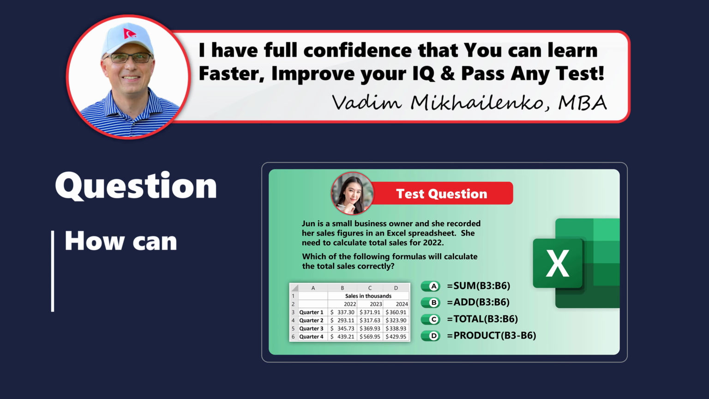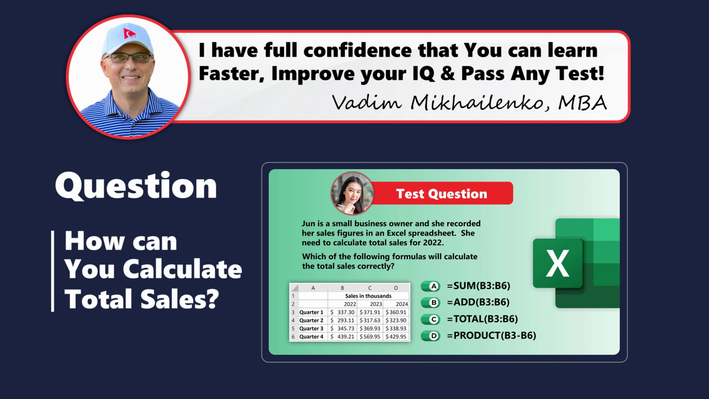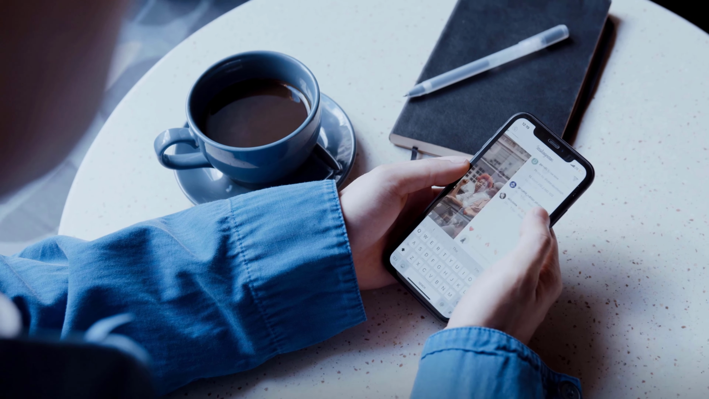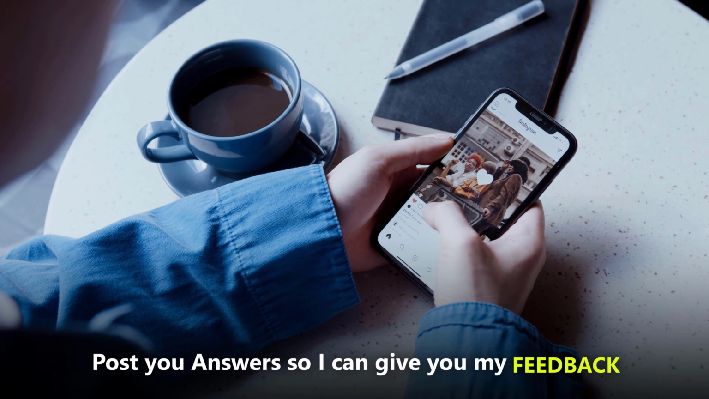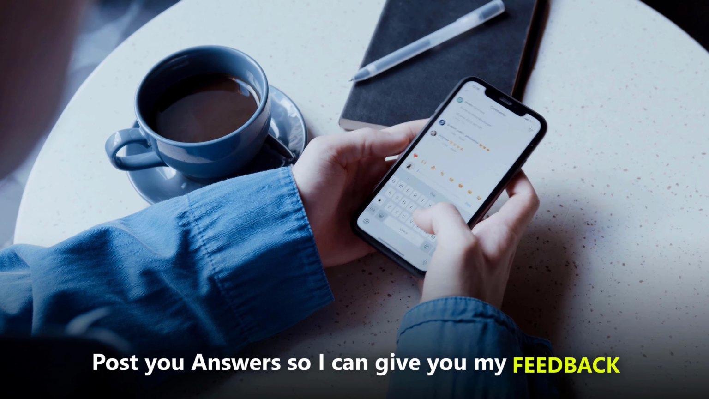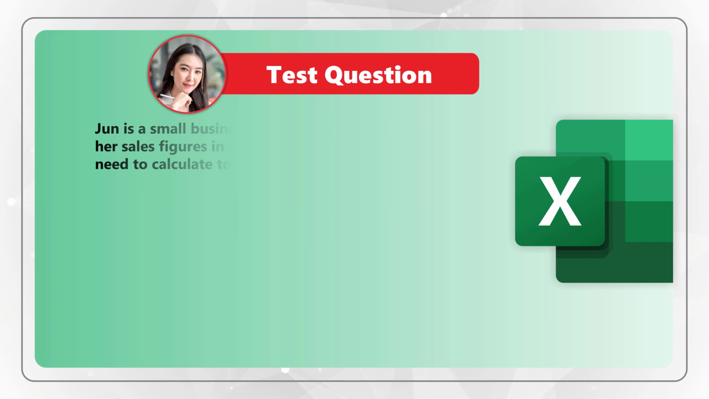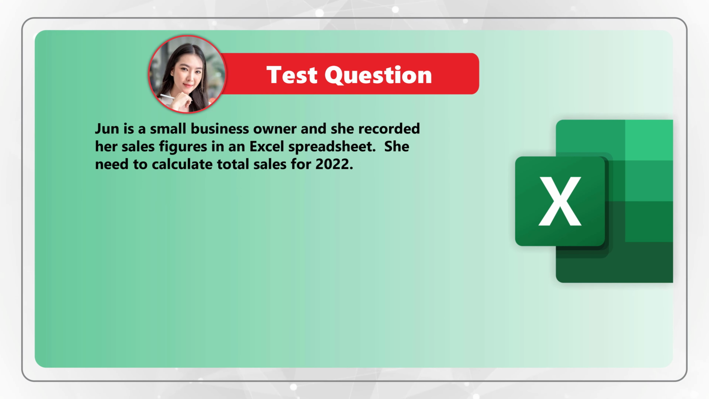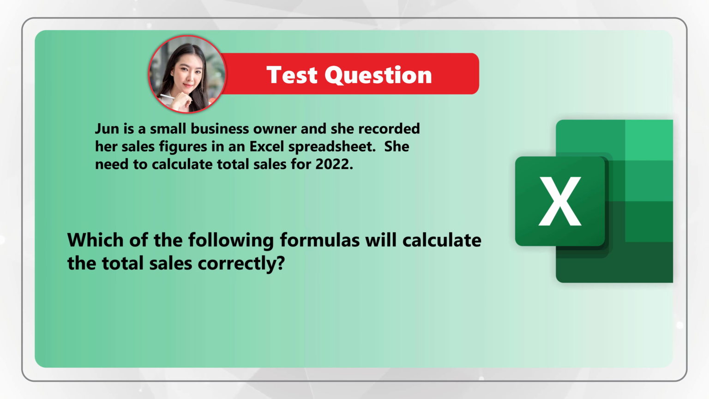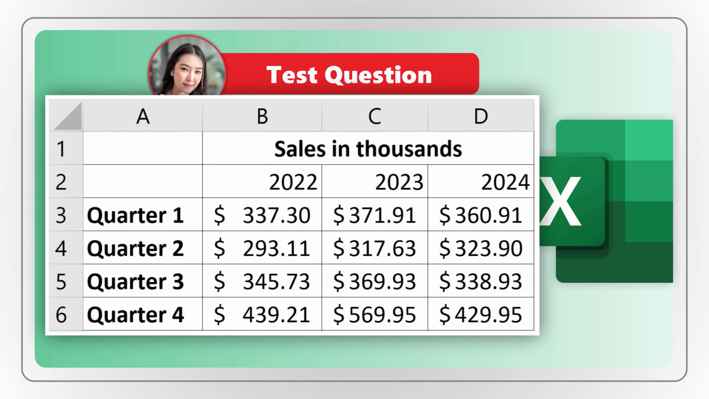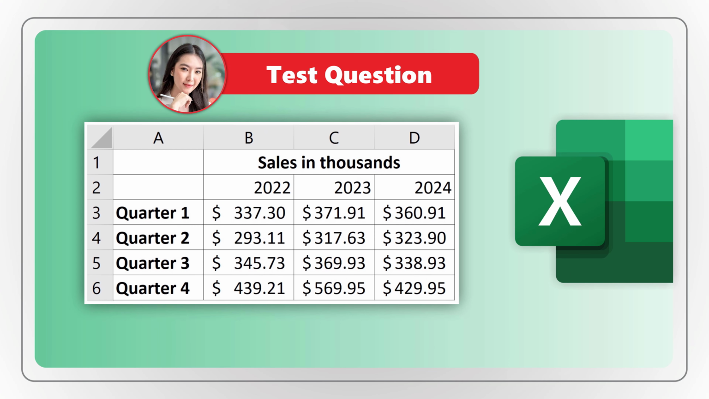And now, here's the practice question for you. In this question, I'm not going to give you the answer, but instead, I'm going to ask you to post your solution in comments so I can give you my feedback. June is a small business owner, and she recorded her sales figures in an Excel spreadsheet. She needs to calculate total sales for 2022. Which of the following formulas will calculate the sales correctly? You're presented with the data set and 4 different choices.